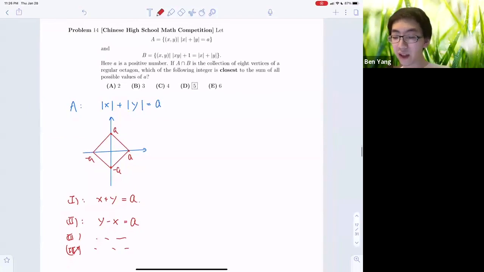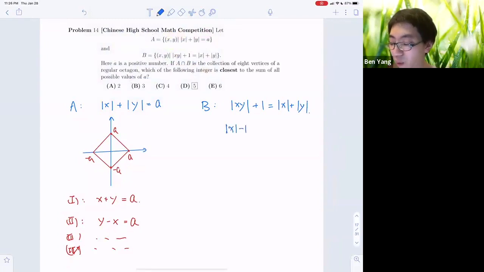Okay, now let's look at the set B. So the equation is the absolute value of x times y, plus 1, is equal to the absolute value of x plus the absolute value of y. We can factor this equation. So absolute value of x minus 1 times absolute value of y minus 1 is equal to 0. So we have either the absolute value of x is equal to 1, or the absolute value of y is equal to 1.